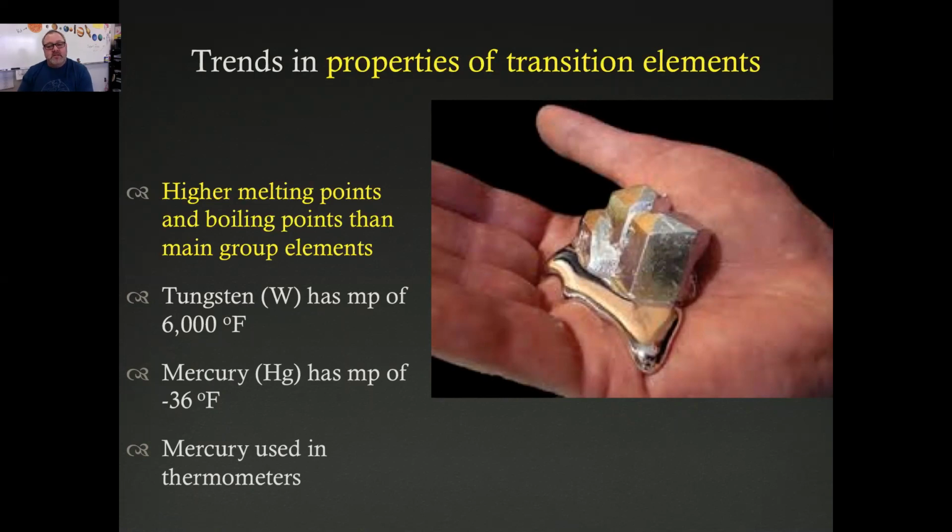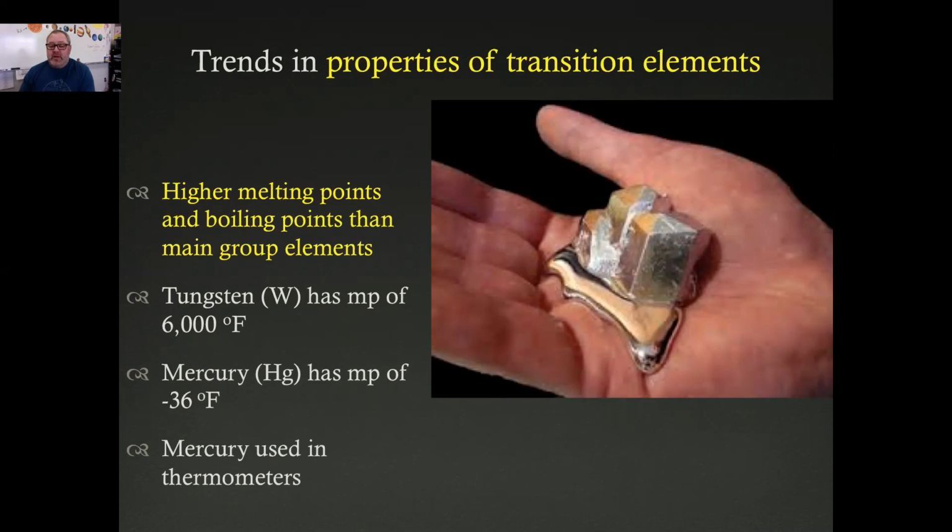Tungsten, element symbol W, has a melting point of 6,000 degrees Fahrenheit. Okay, 6,000 degrees. That's really, really, really hot. Like, if you had a really hot bonfire going, you're probably at, I don't know, 800, maybe 1,000 degrees, but probably not even that high.